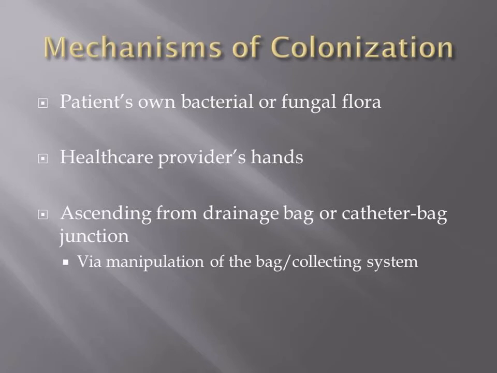So how does the patient become colonized? Well, everyone's got bacteria as well as fungi on their skin, and that can enter the urinary tract. Healthcare providers' hands can be a source of colonization, as well as there can be some ascending. The organisms can ascend from a drainage bag or the catheter bag junction. This often occurs with manipulation of the bag or the collecting system. You'll often see people raise the bag above the bladder level, and therefore the urine can backflow, and the bacterium or the fungi can get into the bladder.